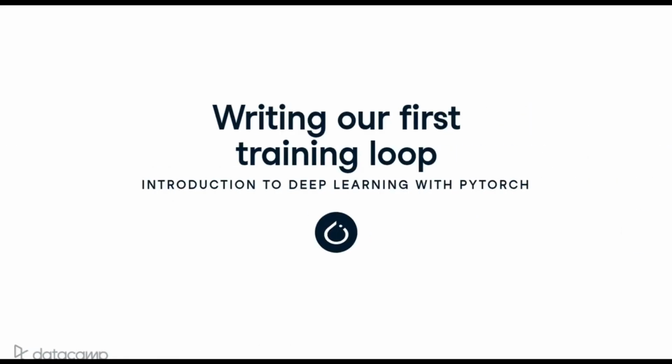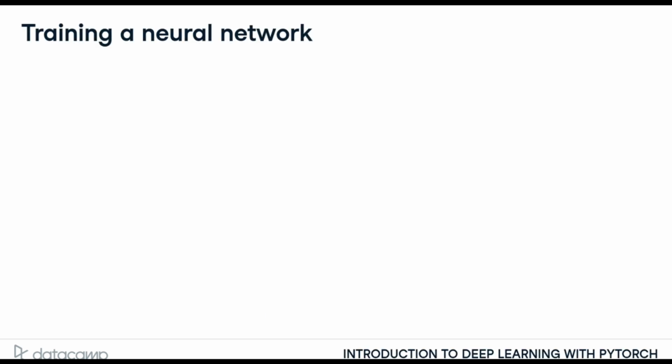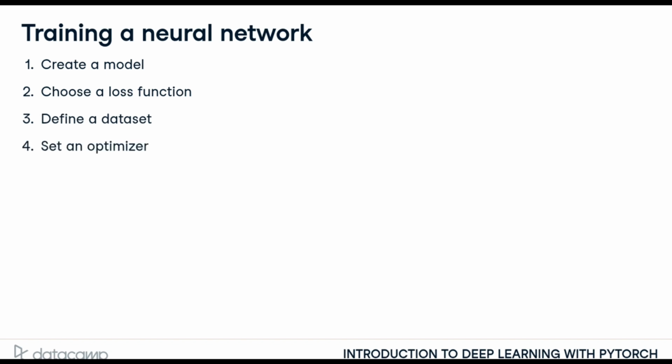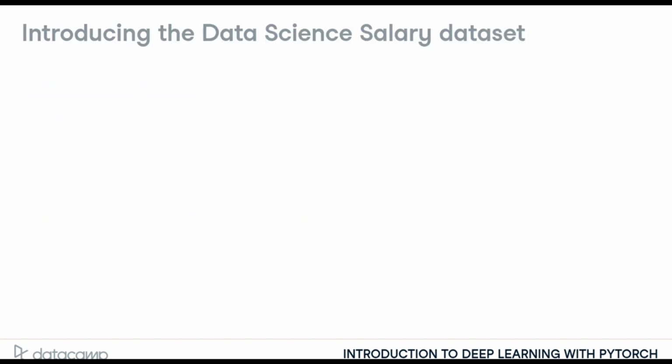We now have the core components to train a PyTorch deep learning model. Once we create a model, choose a loss function, define a dataset, and set an optimizer, we're ready to train. This involves looping through the dataset, calculating the loss, computing gradients, and updating model parameters. This process, called the training loop, repeats multiple times. A training loop allows for greater flexibility and control, giving us the option to customize different elements.